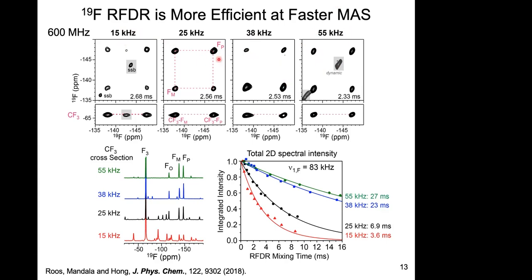And I'm putting out these RFDR pulse strings, right? 1 pi pulse per rotor period. So the mixing time here, I'm looking at somewhere around 2.5, 2.6 milliseconds. All of these are overall comparing similarly for these different spinning speeds. And I do better with overall intensity. So faster spinning is more efficient in preserving the intensity, and you lose less to relaxation mechanisms.